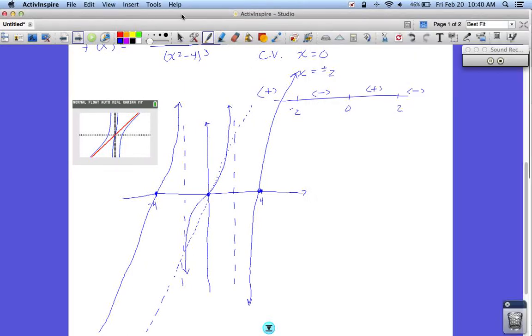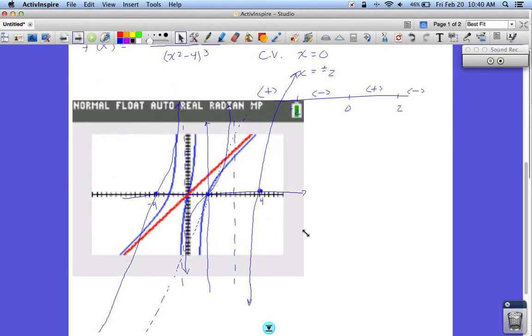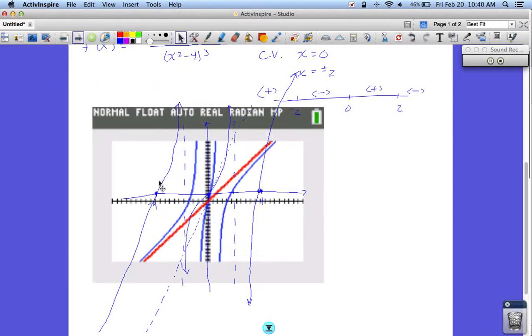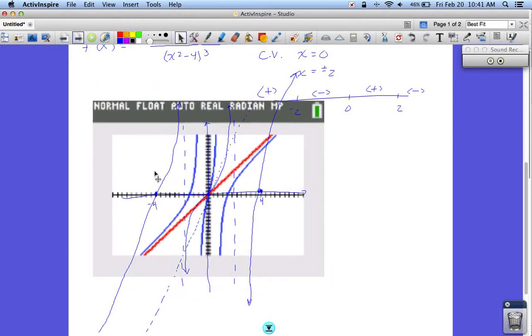Alright, hope that helps a little bit. I'll enlarge this one a little bit here so you can see how perfect ours was. Okay, you got the idea.